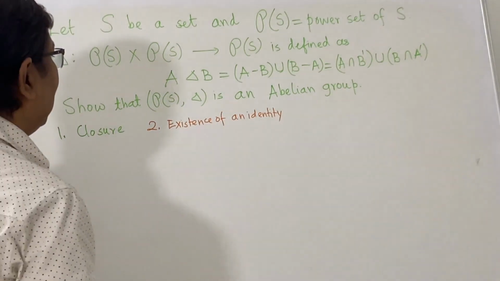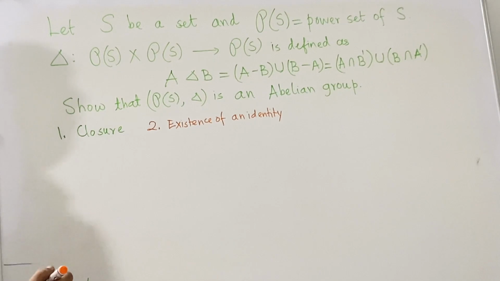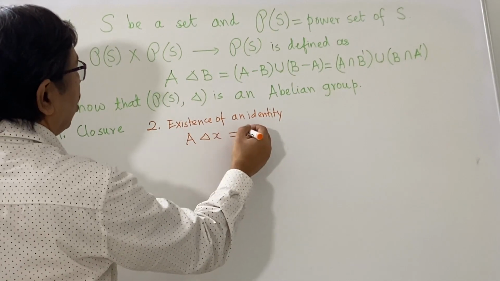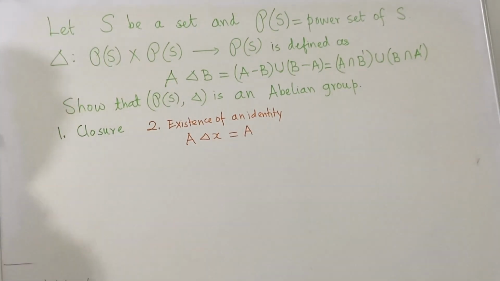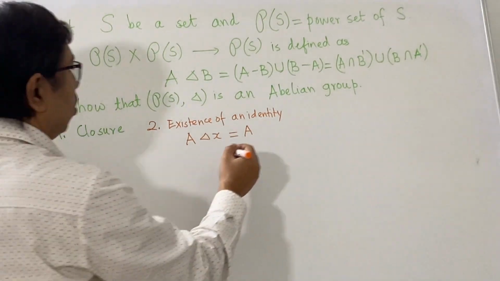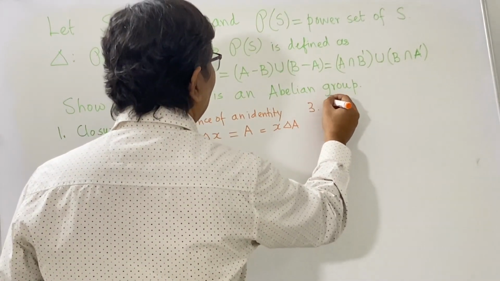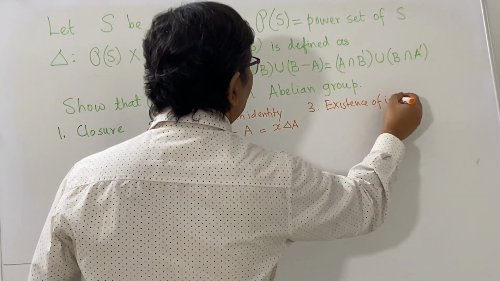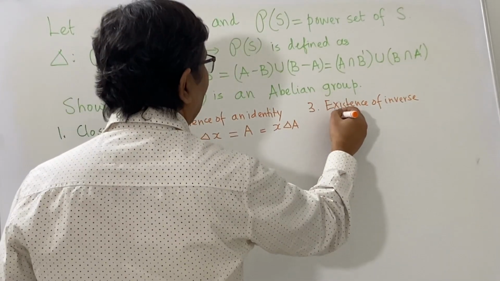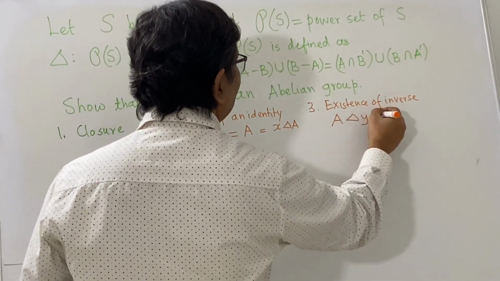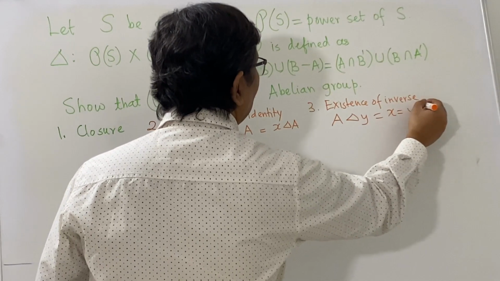So we will have to find an element from the power set of S such that A symmetric difference with that element will give back the same element. That is, we have to find an element, say X, such that A symmetric difference X is equal to A for all A, and that is also equal to X symmetric difference A. The third property is that of the existence of an inverse for every element. By that we mean that for any element A, we have to find an element Y such that A delta Y is equal to X is equal to Y delta A.